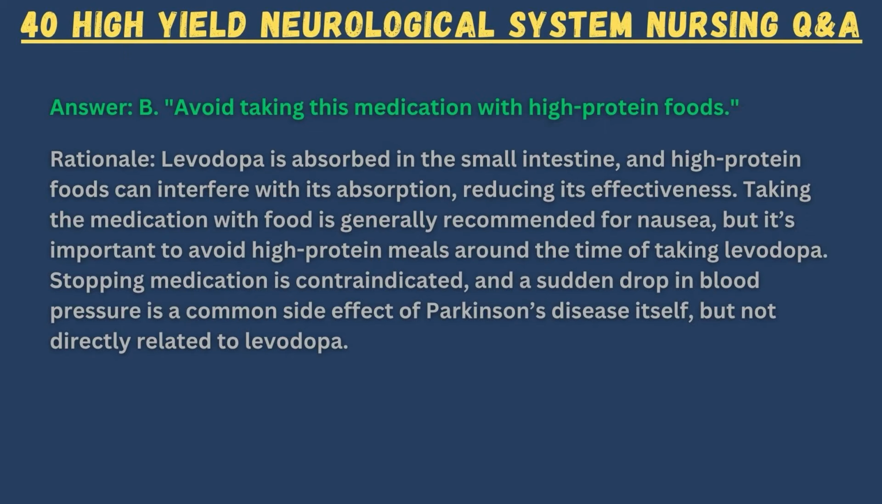Answer: B. Avoid taking this medication with high-protein foods. Rationale: levodopa is absorbed in the small intestine, and high-protein foods can interfere with its absorption, reducing its effectiveness. Taking the medication with food is generally recommended for nausea, but it's important to avoid high-protein meals around the time of taking levodopa. Stopping medication is contraindicated, and a sudden drop in blood pressure is a common side effect of Parkinson's disease itself, but not directly related to levodopa.